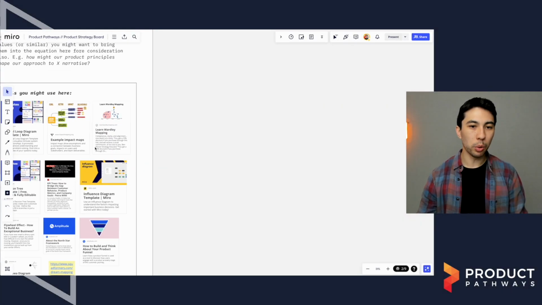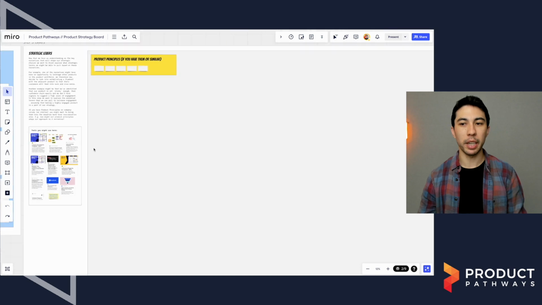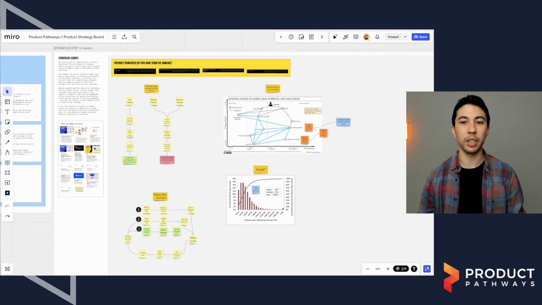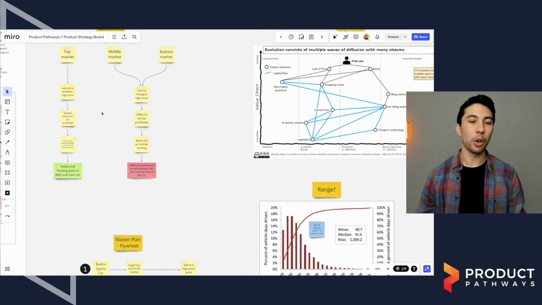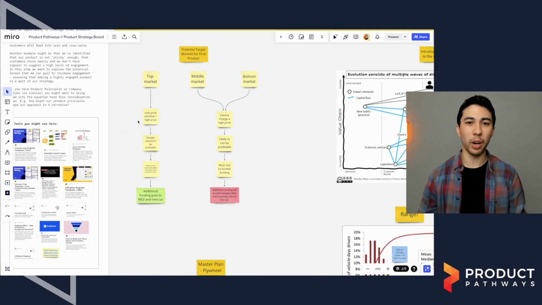Again, there's a whole bunch of tools you can use here. I'll show you some example that I did around Tesla and some of the things that you might think about here. So again, starting to model it out, right? So what are our potential target markets? Well, we got these three market segments.